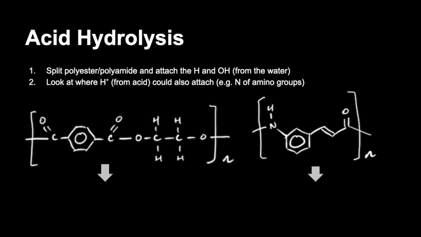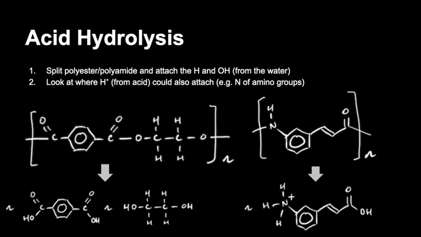So if we look at what the product of these would be, there's nothing on these that could accept H plus ions, so you're going to get the dicarboxylic acid back and the diol. Whereas on this one, this would have started as an NH2 group, but remember the nitrogen can accept H plus, so it becomes an NH3 plus group. Obviously that would just stay as a carboxylic acid group.